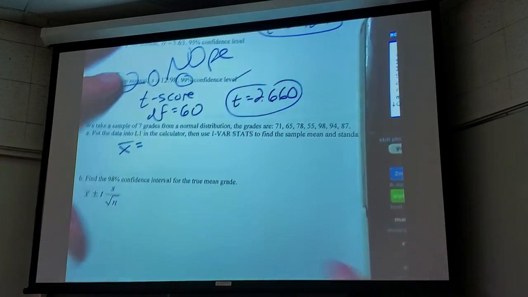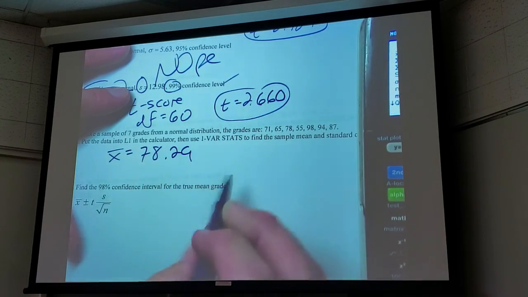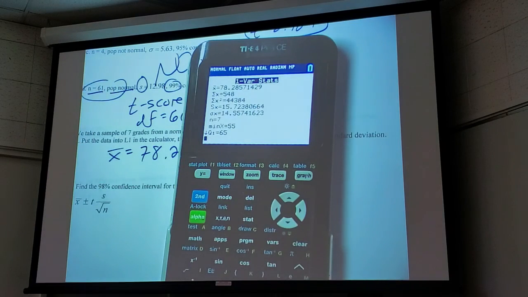Say like 78 point, let's just go out a couple places, 29. What's my standard deviation? Let's see if you guys understand the discussion I had earlier and how it doesn't relate here. What standard deviation do I use?